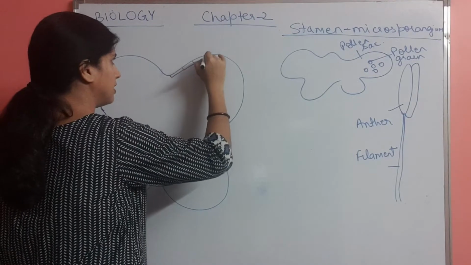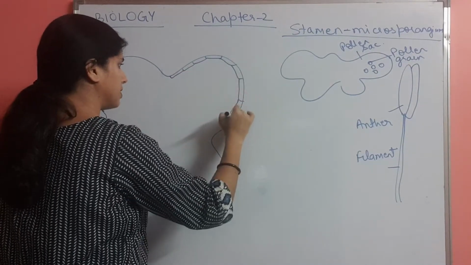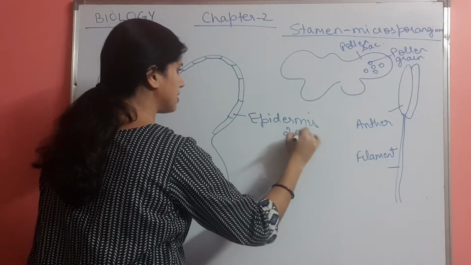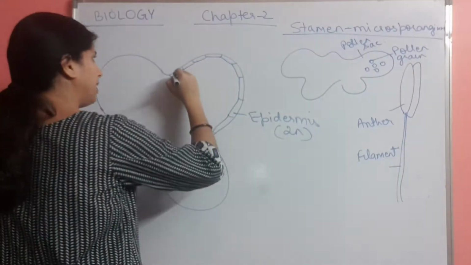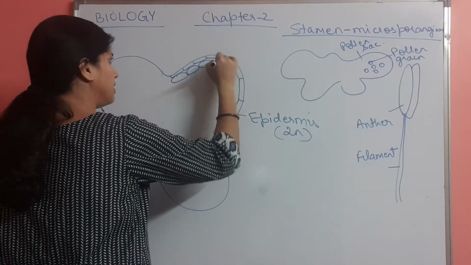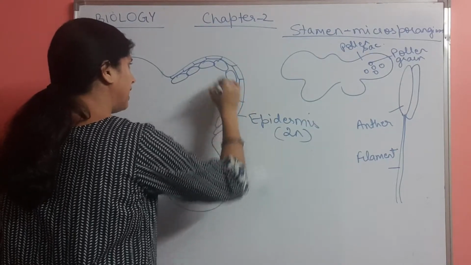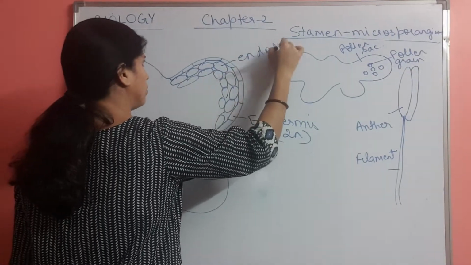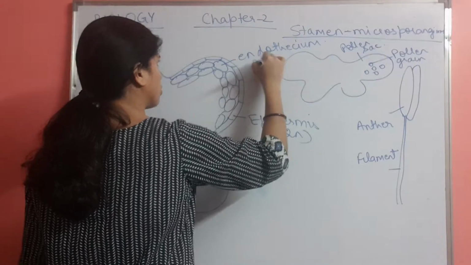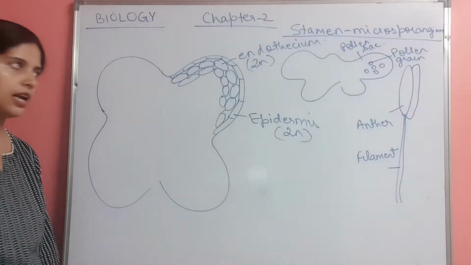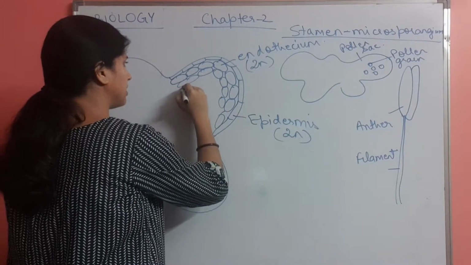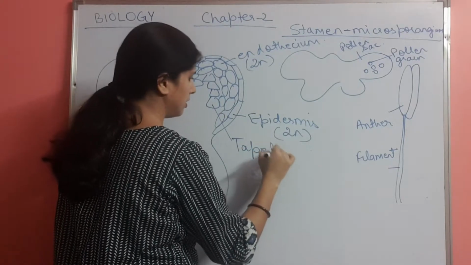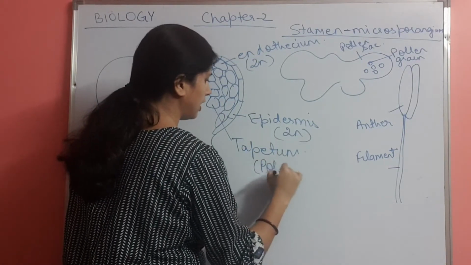So the first is this, that is epidermis. Epidermis is diploid. After that there will be endothecium. Endothecium are generally thick walled cells. These are called the endothecium layer. This is also diploid in nature. After endothecium is present the tapetum, which is polyploid.